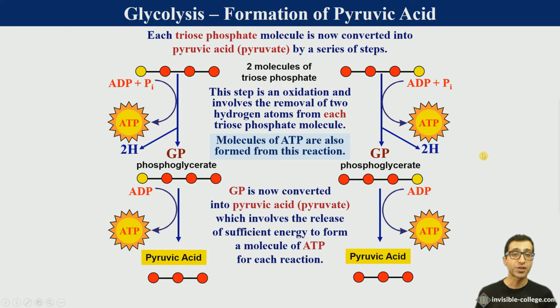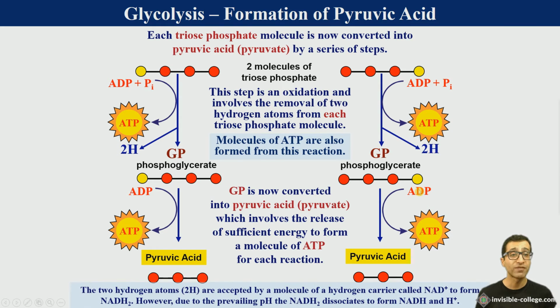Now the 2 hydrogen atoms which are released by each of these conversions are accepted by a molecule of a hydrogen carrier that we saw before, NAD+, to form NADH2. Now due to the prevailing pH, the NADH2 dissociates to form NADH and a single proton.